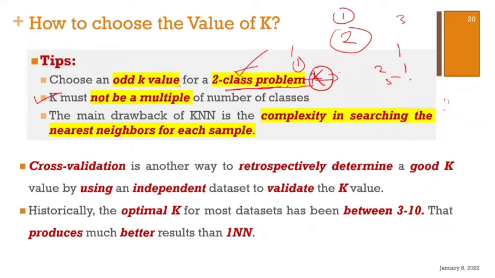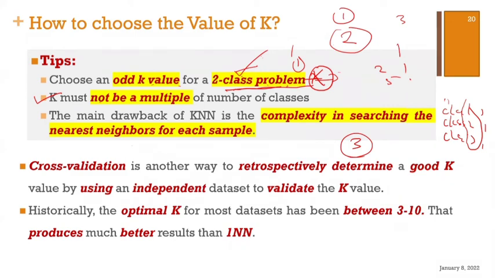Because if I have 3 classes, class 1, class 2, and class 3, and K is equal to 3, that's going to be a problem here, because each of them can have 1 vote. Then we have a problem voting. That's why we say that K must not be a multiple of the number of classes. I think this is simple mathematics, also simple arithmetic.